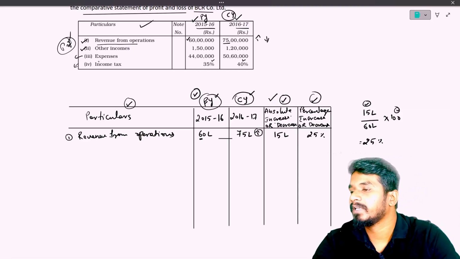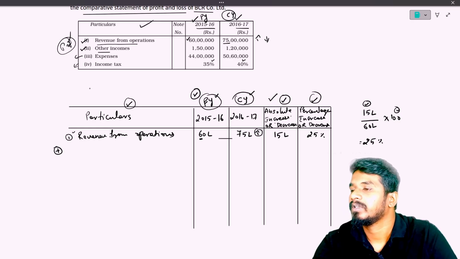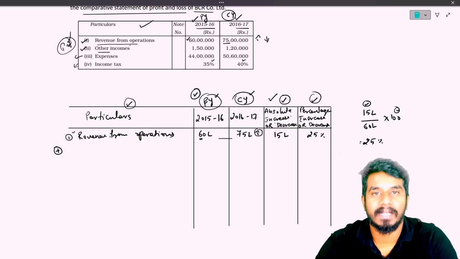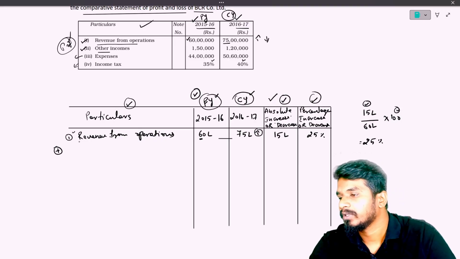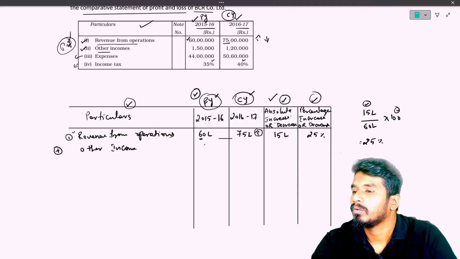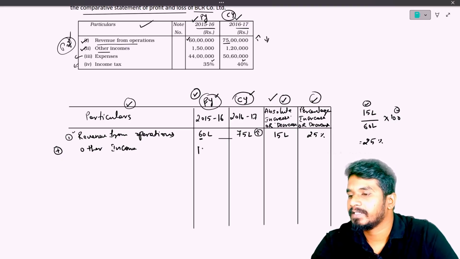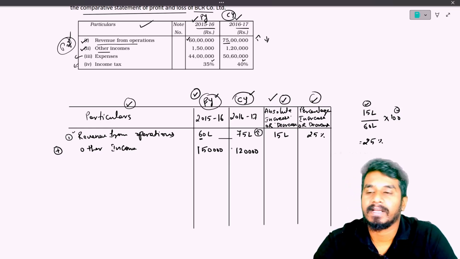The next thing given in the question is other incomes. So obviously we need to add it, correct? This is revenue. If you have any incomes, you need to add them, and if you have any expenses, you need to subtract them. Now, other income. What is other income? In 15-16, that is the previous year, it was 1,50,000. But in the current year, it is 1,20,000. Has it increased or decreased?